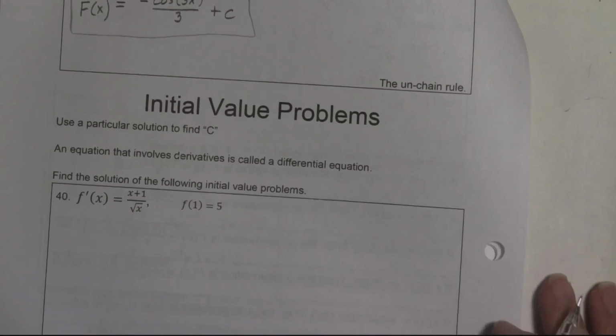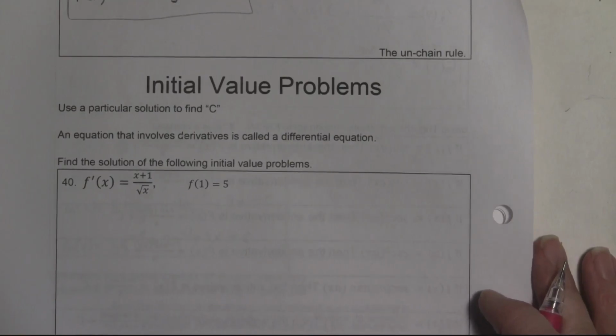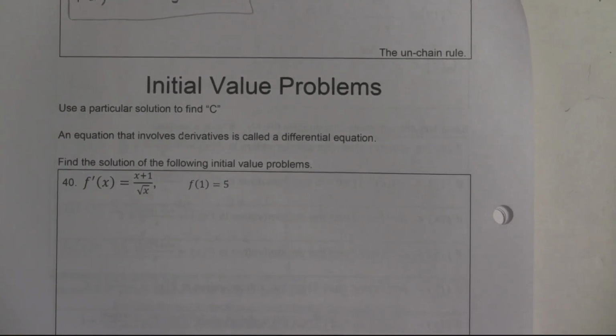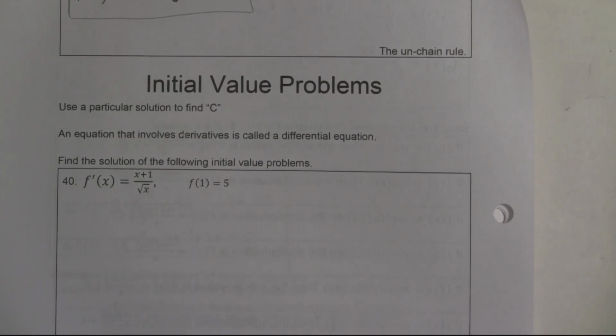Okay, so here it says, use a particular solution to find C. These are called initial value problems. An equation that involves derivatives is called a differential equation. So that's one thing they tell you. And so if you've heard of a class that's in your list of things you have to take called differential equations, this is just kind of almost the beginning a little bit of differential equations. And here they're going to have a little bit better notation.